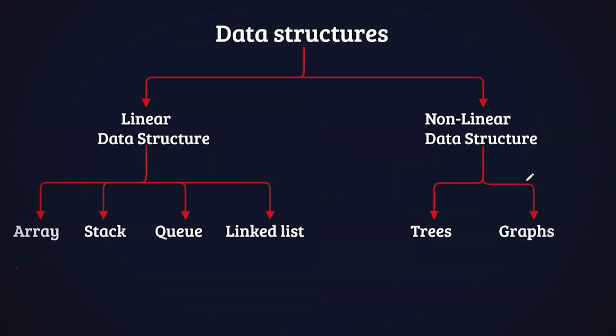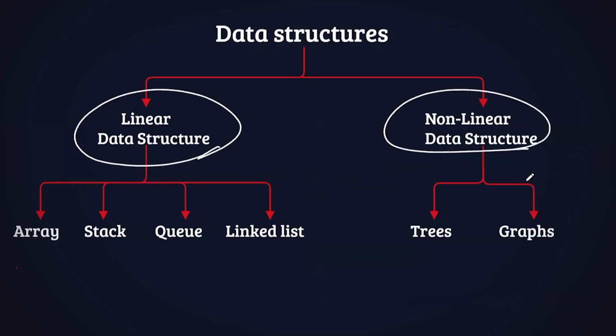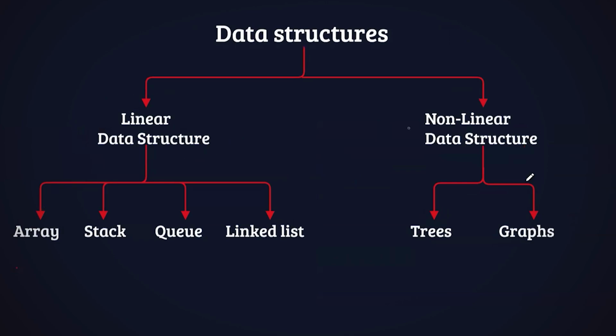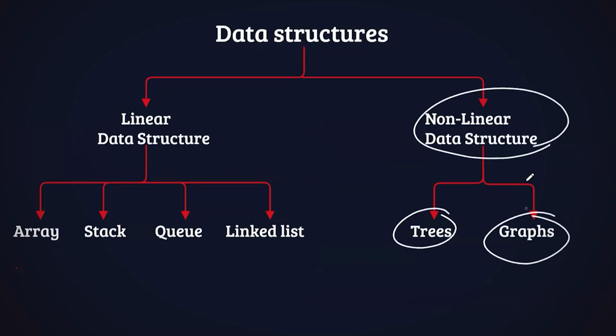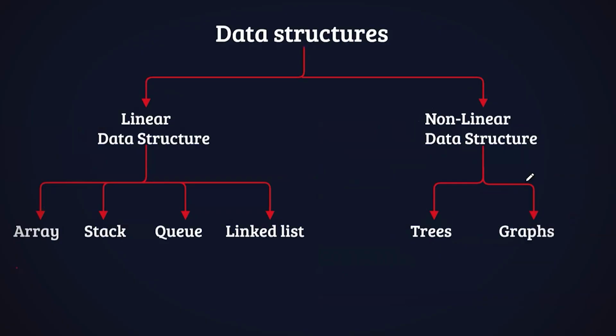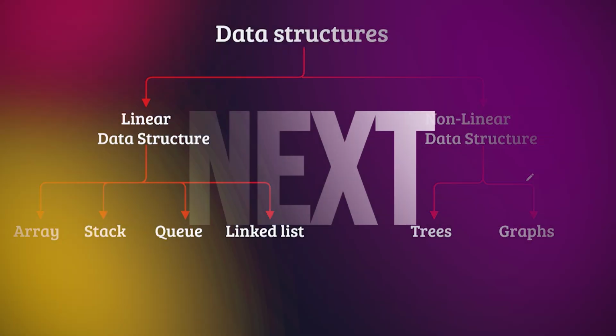We can split the data structure into two parts: one is a linear data structure, and the other is a non-linear data structure. A linear data structure can be split into four parts: arrays, stack, queue and linked list. A non-linear data structure can be split into trees and graphs. We will see them one by one in upcoming videos.